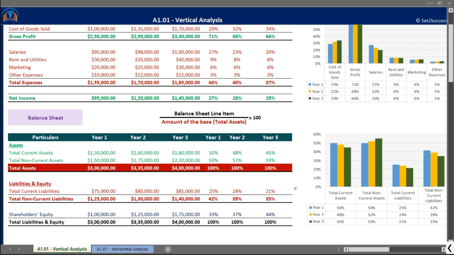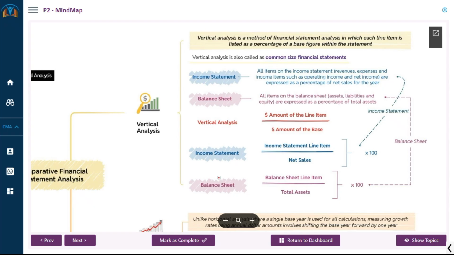So this is vertical analysis. Now let us move towards the horizontal analysis.